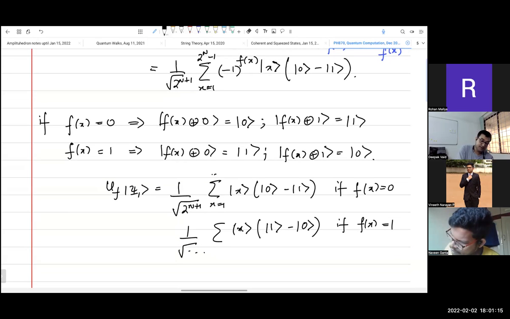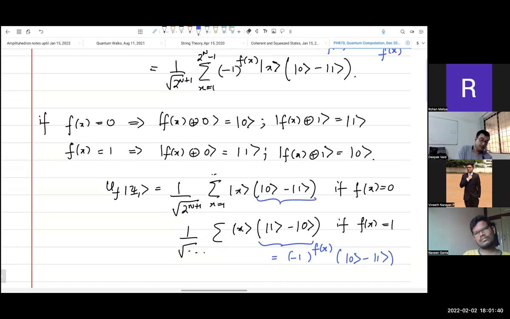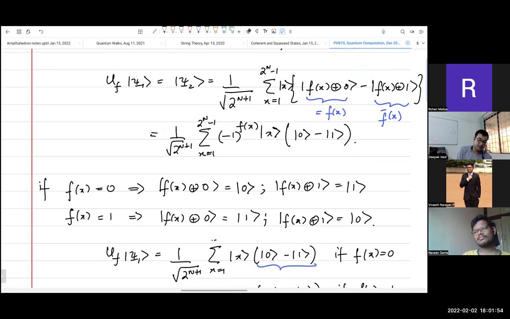This second expression, I can write as minus 1 to the power f of x, times 0 minus 1, right? And this expression covers both the cases. Because when f of x is 0, minus 1 to the power f of x is 1. And when f of x is 1, minus 1 to the power f of x is minus 1. So both of the cases are covered in this, right?